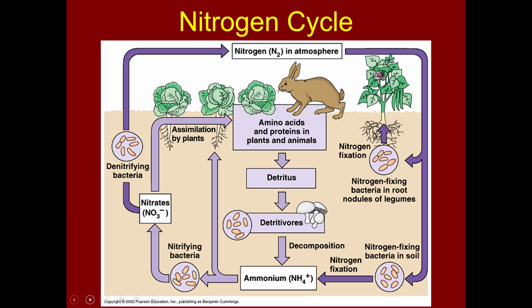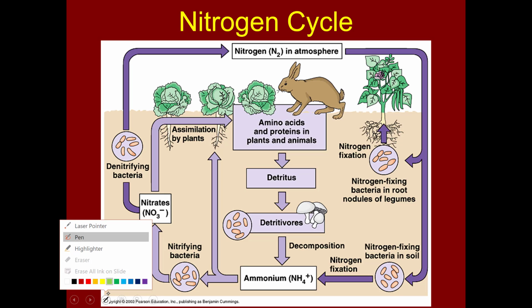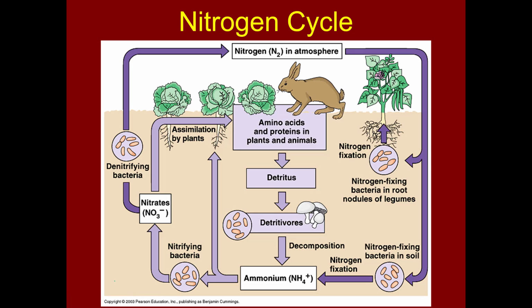So if we look at the nitrogen cycle itself, again, like I said, most of the nitrogen is in this form here: nitrogen as a gas in the atmosphere. The problem is that plants cannot take it in that way. So we have nitrogen fixation occurring, where this bacteria is going to fix or change this nitrogen in the atmosphere so that plants can take it up.